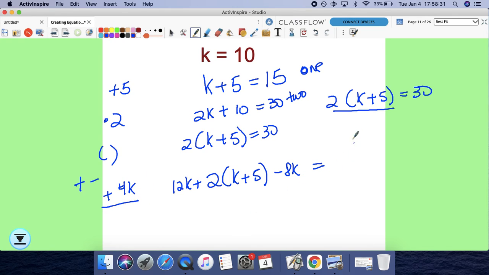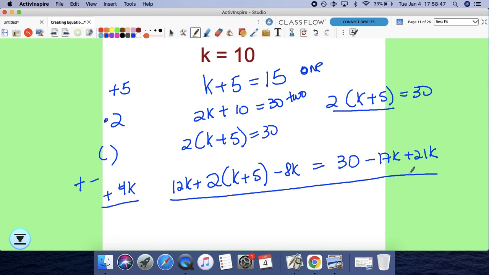On the other side, I also have to add 4k, so we can go 30 minus 17k plus 21k. Negative 17k plus 21k is the same thing as 4k. So that's your more complex equation that you can create. And guess what? All these 4 equations, they all have k equals 10.